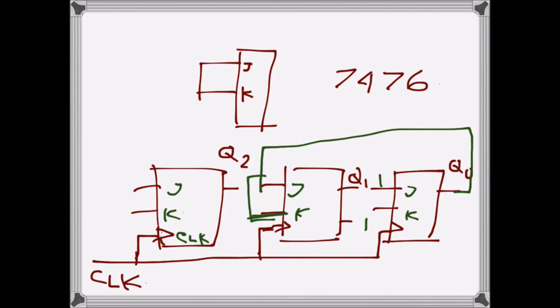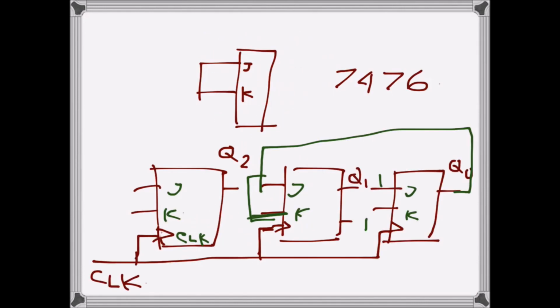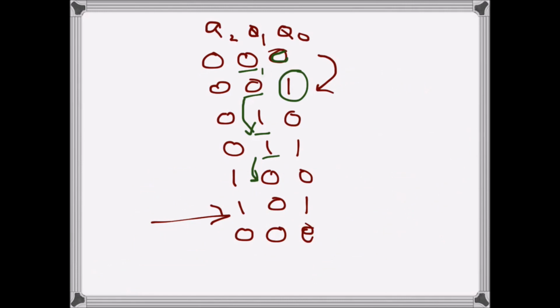So if we connect Q0 as an input to J and K here, initially since Q0 is 0, J and K, basically this is J1 K1, this is J2 K2, and this is J0 K0. So J1 K1 is 0. So Q1, this middle flip-flop, is getting an input of 0. So it's in no change mode.